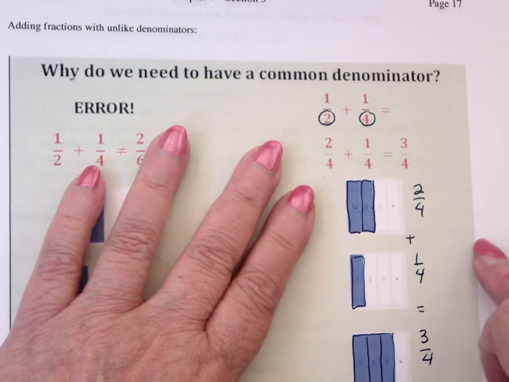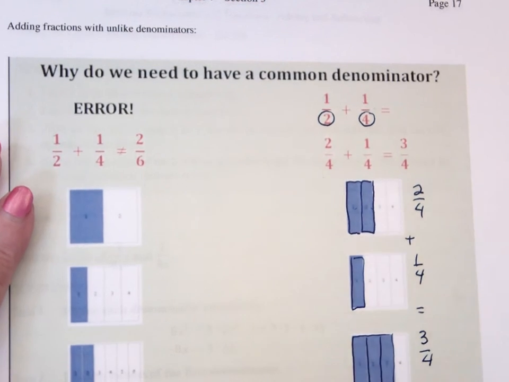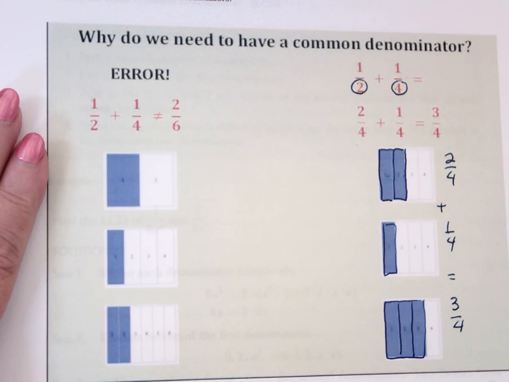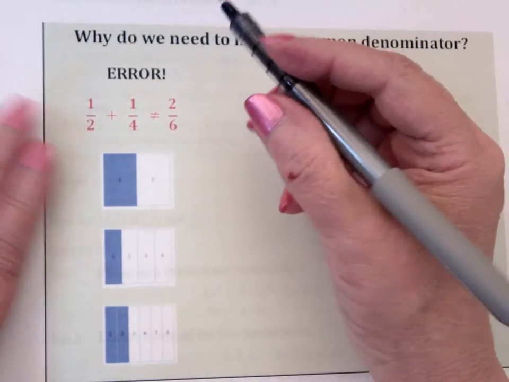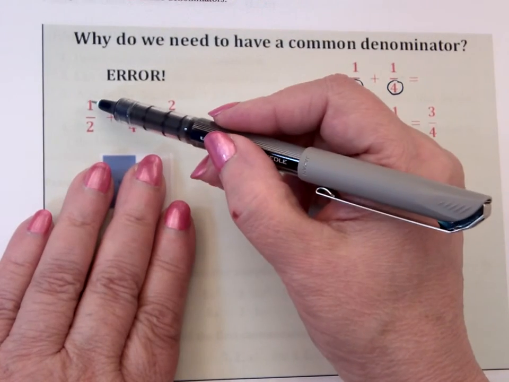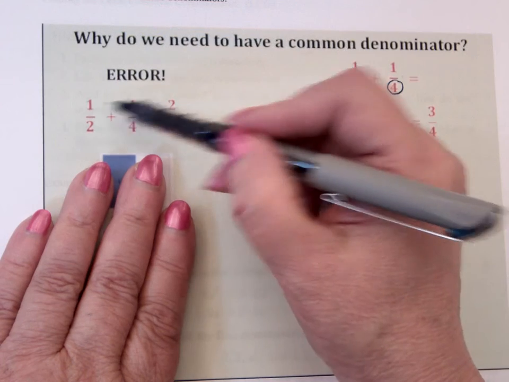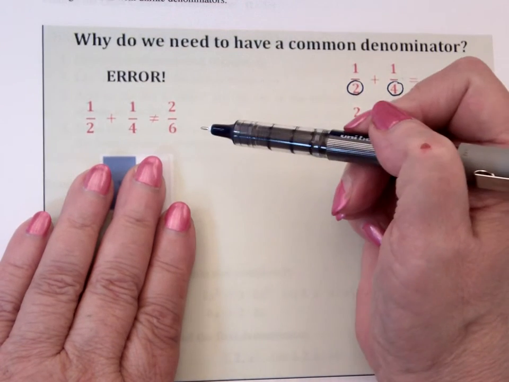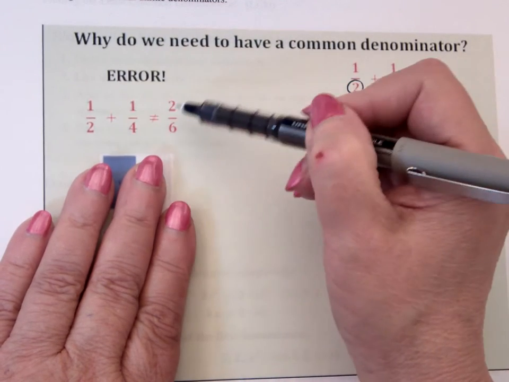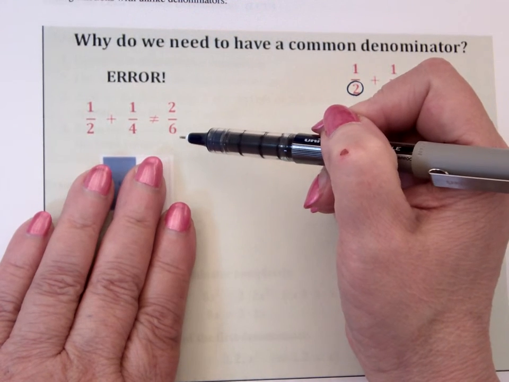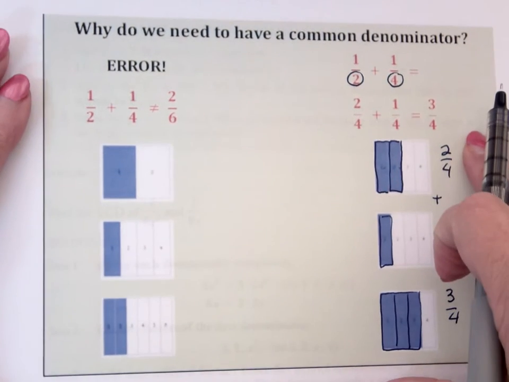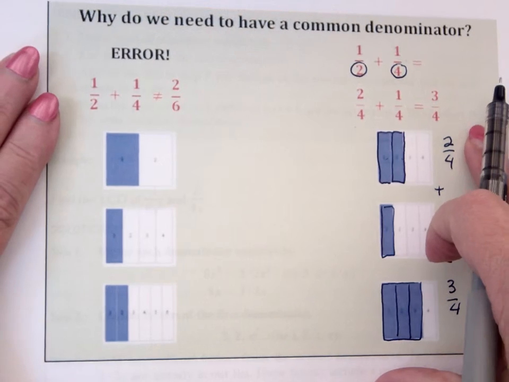Okay. Now, the error that I see most often is this one, where somebody will come in and say, okay, 1/2 plus 1/4, add the numerator, add the denominator. So obviously 1/2 plus 1/4 is 2/6. Well, let's see if that's the case.